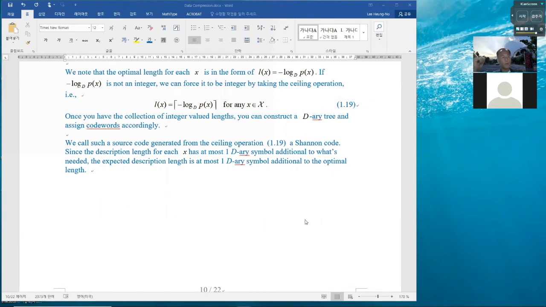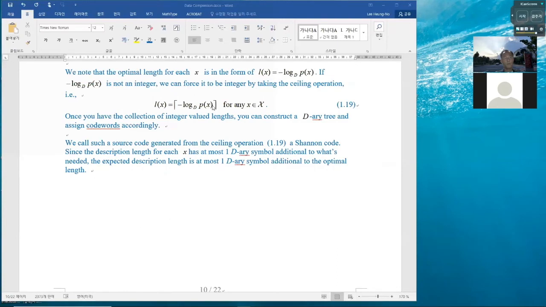Okay. We note that the optimal length for each x is in the form of Lx equals minus log_d of p(x). If the right-hand side is not an integer, we can force it to be an integer by taking the ceiling operation for any x. Once you have the collection of integer-valued lengths by forcing this ceiling operation, you can construct a D-ary tree and assign code words accordingly. We have done this before, right? This D-ary tree construction in our previous lecture.